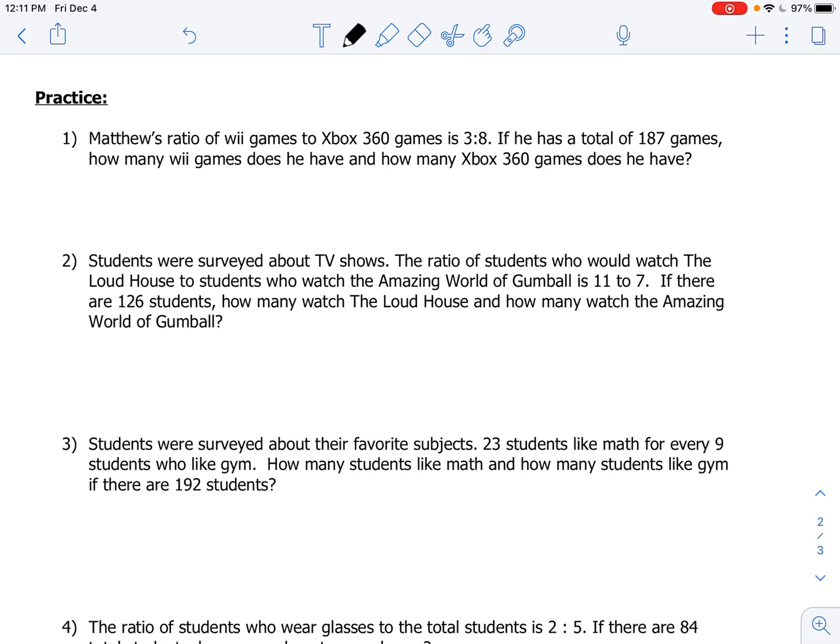So the first problem: Matthew's ratio of Wii games to Xbox 360 games is 3 to 8. If he has a total of 187 games, how many Wii games does he have and how many Xbox 360 games does he have? So our first step, since we know he has a total of 187 games, we want to add up our ratio for the Wii to the Xbox games.